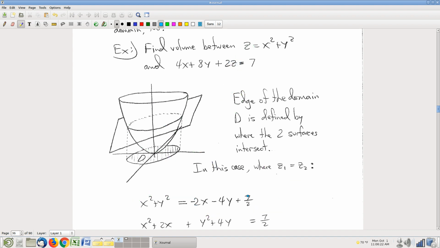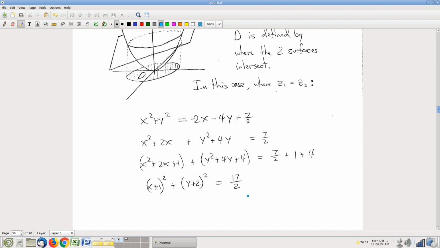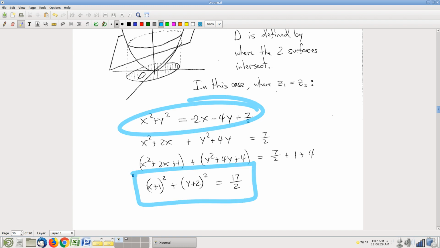So, having done that, set those two z's equal to each other, and you get this equation, which algebra gives you the equation of a circle. And that's your domain. And then everything else is kind of like the previous question. Okay. All right.